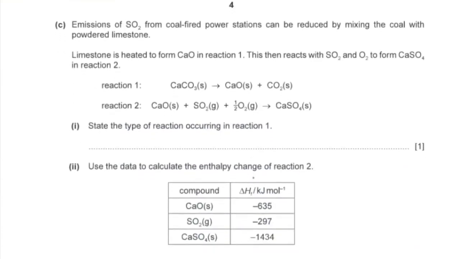Part C, emissions of sulfur dioxide from coal-fired power stations can be reduced by mixing the coal with powdered limestone. Limestone is heated to form calcium oxide in reaction 1. This then reacts with sulfur dioxide and oxygen to form calcium sulfate in reaction 2.